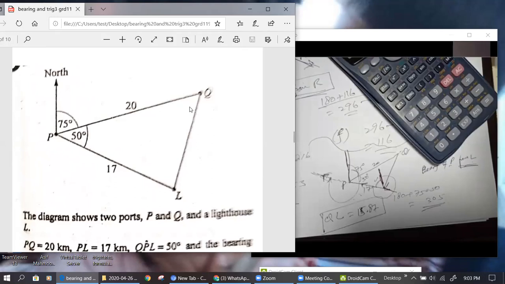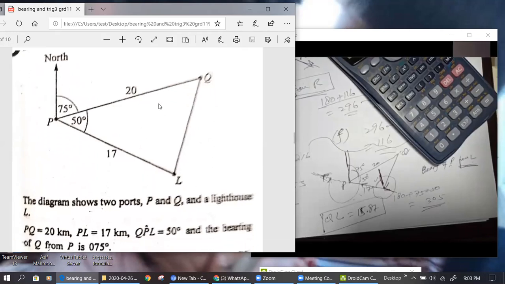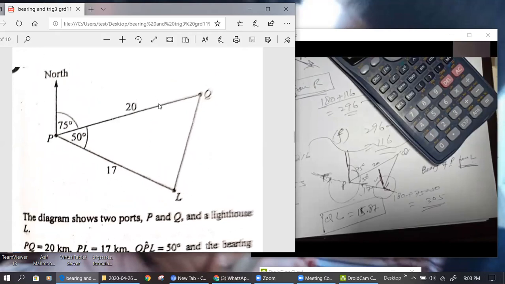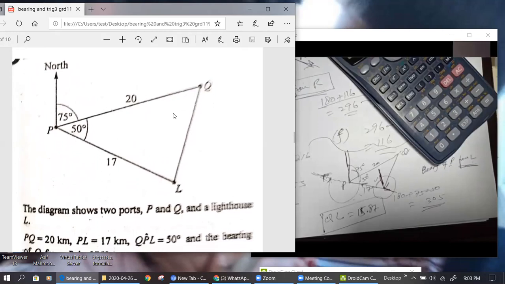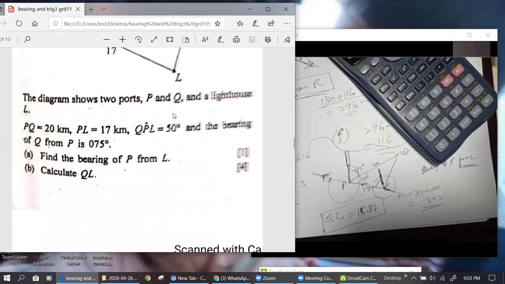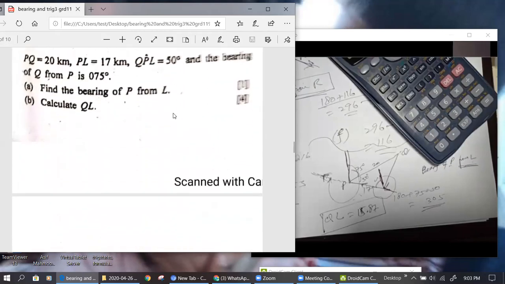I will use cosine rule again. No, not cosine rule for this angle. Then I'll use sine rule. Yes, sine rule. But you can use cosine rule also for this, right? Because you got all three sides. But that's too difficult, because the angle will be involved and your calculation is super long.